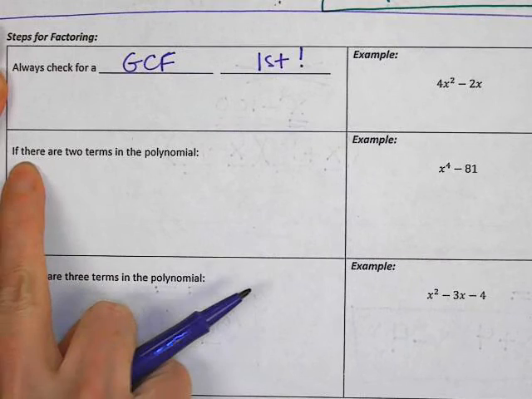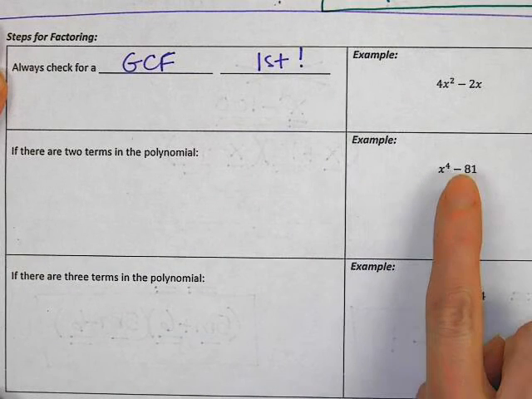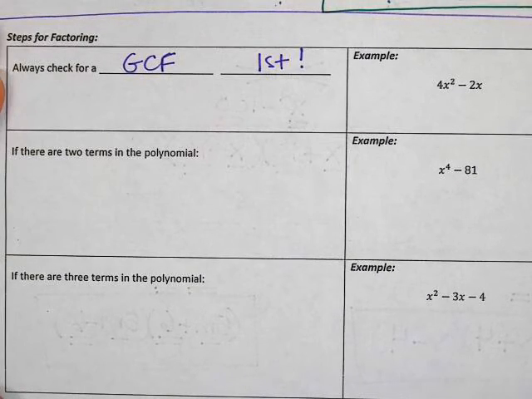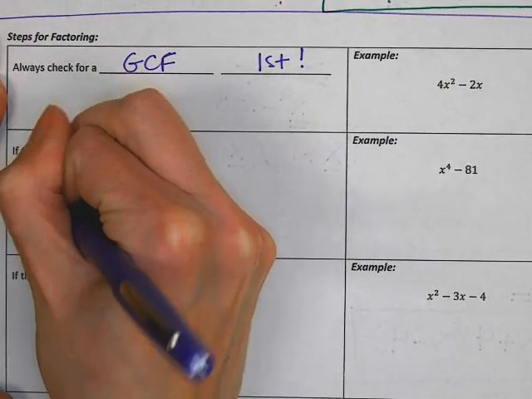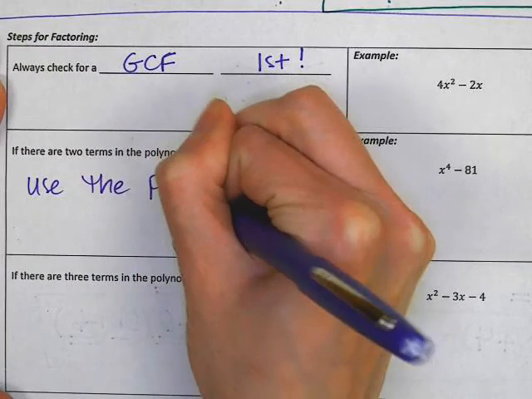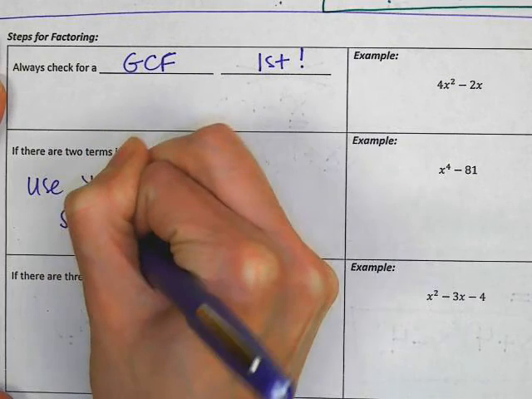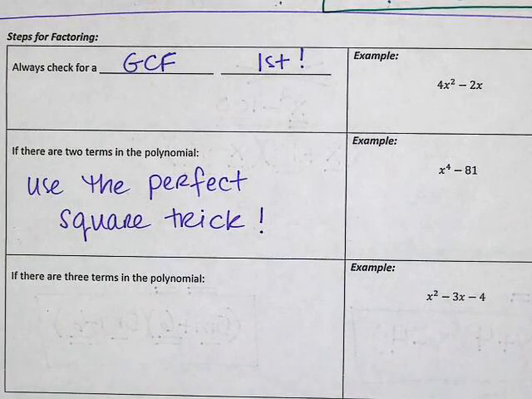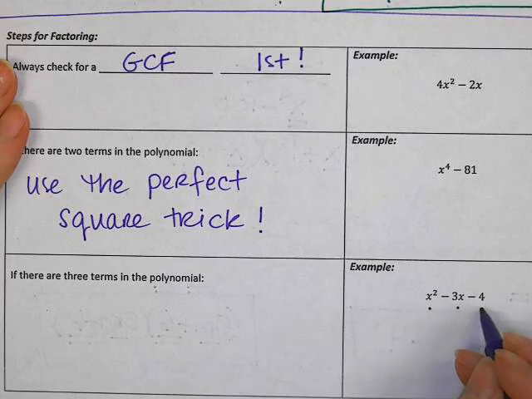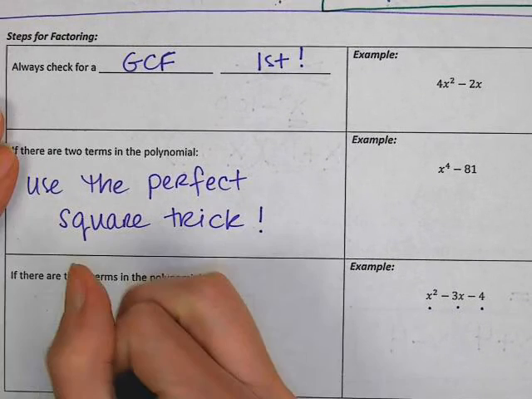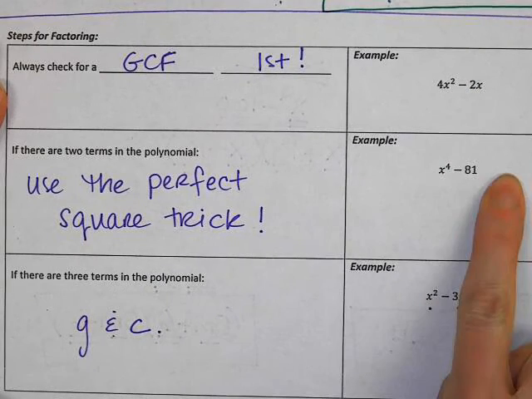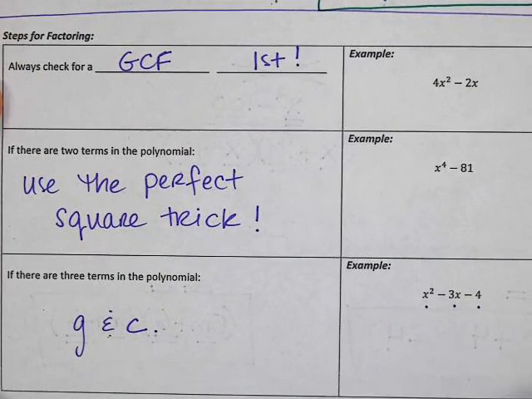And then, if there are 2 terms with the middles missing and they're perfect squares, you're going to use the perfect square trick. And then lastly, if there are 3 terms, a trinomial, you're going to do that guess and check like we did before. Guess and check method. These are the 3 types of factoring: GCF only, perfect square trick, and then the guess and check trinomial.